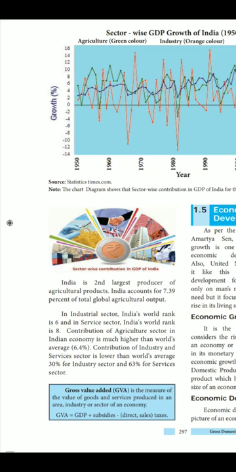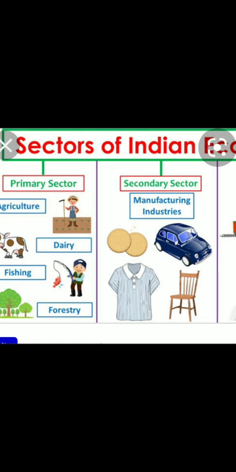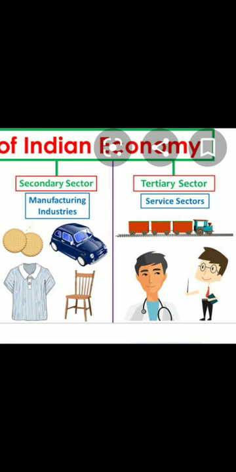So, before concluding our lesson, we will have a small recap of what we have discussed. Okay, so what we have learned, students, first we have learned about the composition of gross domestic product. That is primary sector. From this picture, can you understand? Agriculture, dairy, fishing, forestry come under this primary sector. And the secondary sector, manufacturing industries: car, biscuit, shirt, chair, etc. Tertiary sector, that is the service sector. Okay, doctor, engineer, collector, all these come under this service sector.